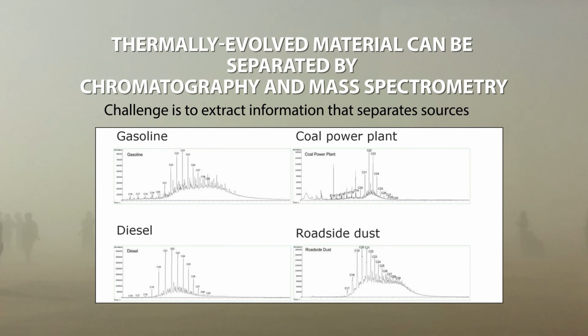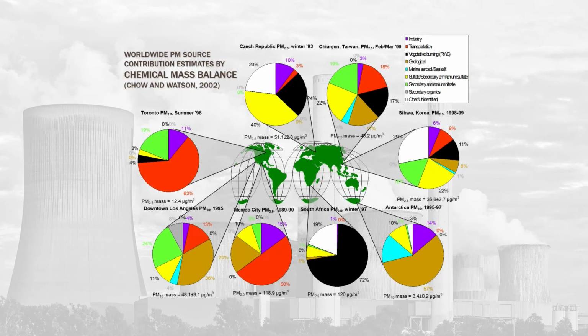If you have all these compounds in your ambient concentration, we can figure out that this is probably from road dust. Or if you find this set of compounds at your receptor location, we could conclude that maybe this is from the diesel source. So this is how a chemical mass balance works out.